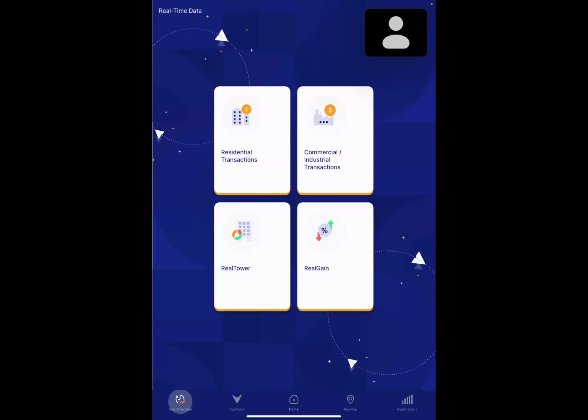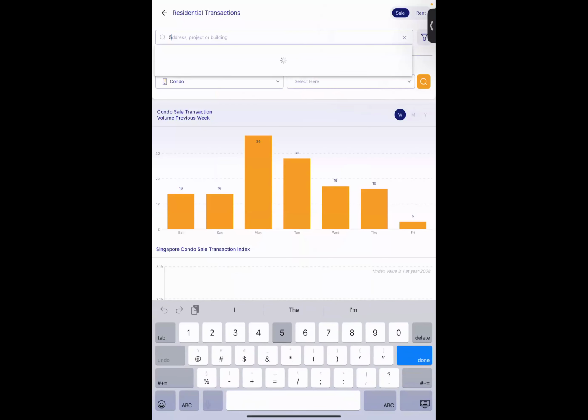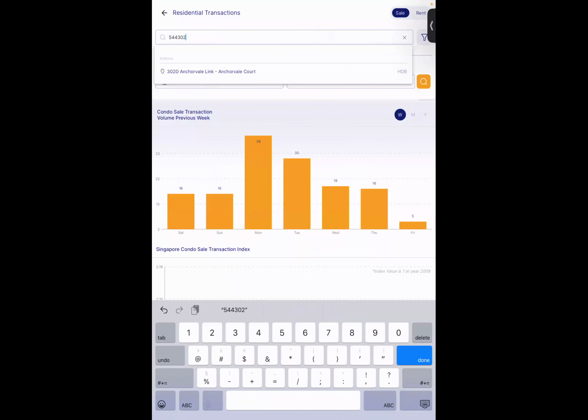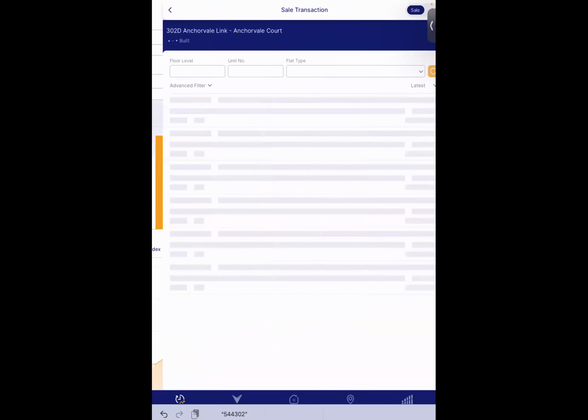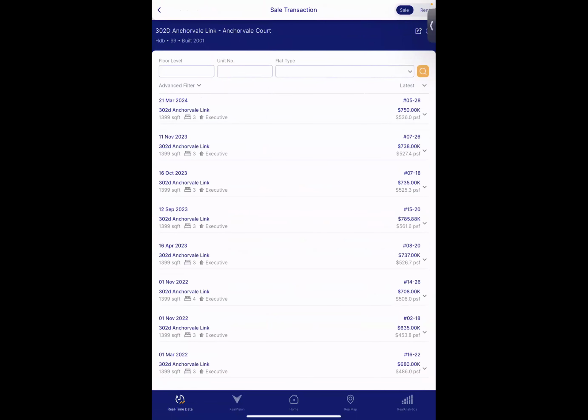Another way that you can search for it is by typing in the postal code. So this is my block, block 302D Anchorvale Link. I click in, and for this particular block, the latest transaction was back in March. This particular block, only this block, 302D.